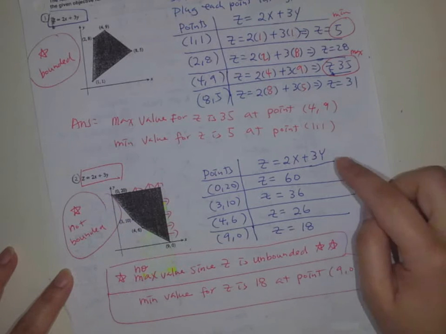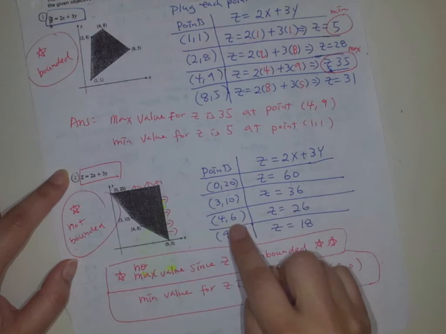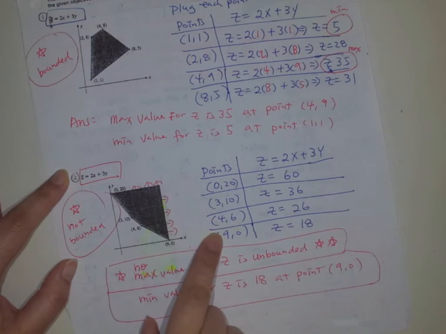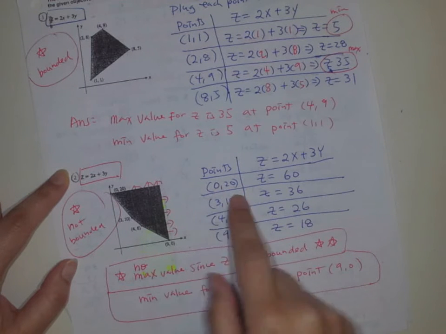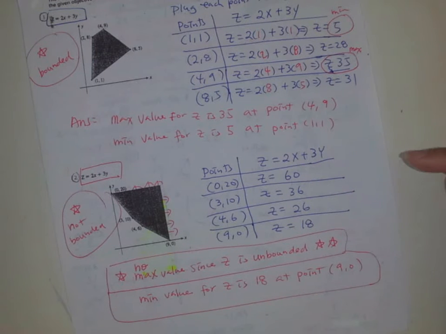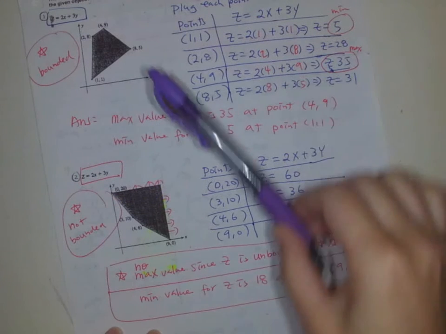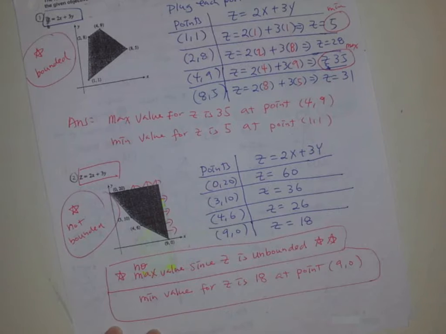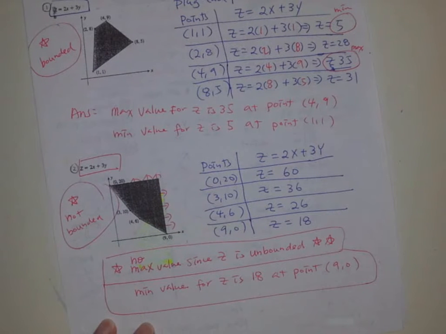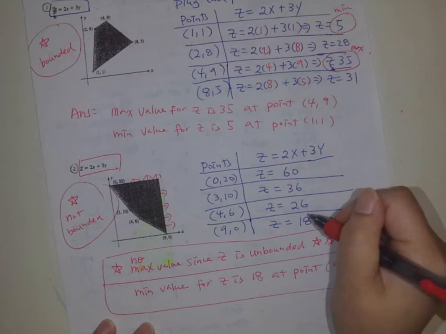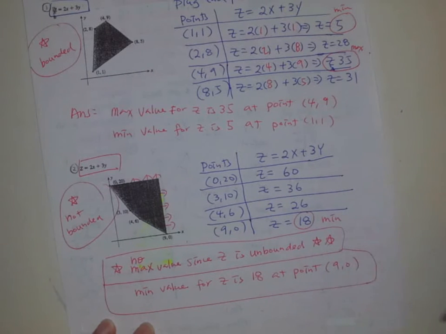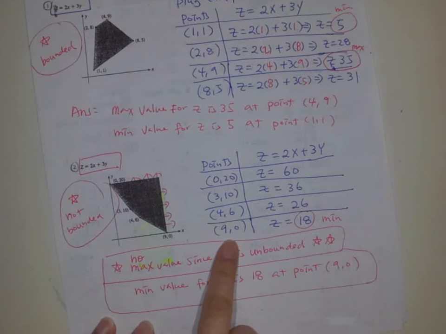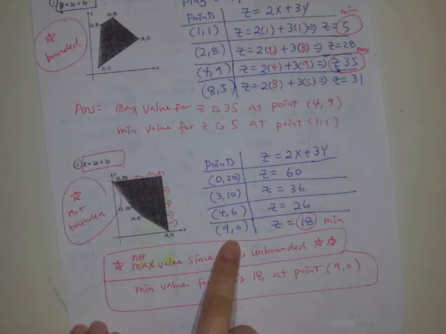Again, I will list the equation along with the points, starting with the smallest x to the biggest x. Use those x and y values, plug them into the equation, and this time I don't have a maximum value because the graph is supposed to go forever here and forever here, so we don't have an endpoint for the biggest number. But we do have a minimum number, which is 18. And the location would be at (9, 0), meaning x equal to 9 and y equal to 0.